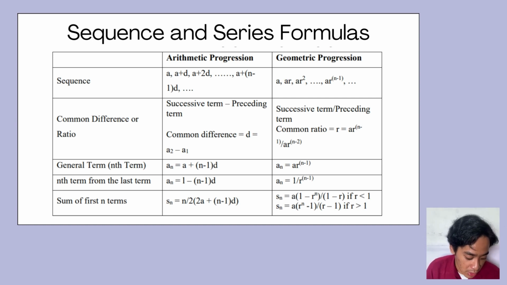Sum of first n terms. Sum of first n terms of the arithmetic progression is Sn equal to n over 2 multiplied by 2a plus n minus 1 multiplied by d. Sum of first n terms of geometric progression is Sn equal to a multiplied by 1 minus r to the power of n over 1 minus r if r is less than 1. The second is Sn equal to a multiplied by r to the power of n minus 1 over r minus 1 if r is greater than 1.